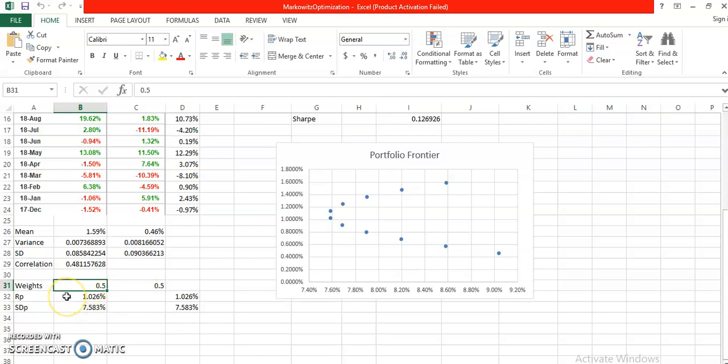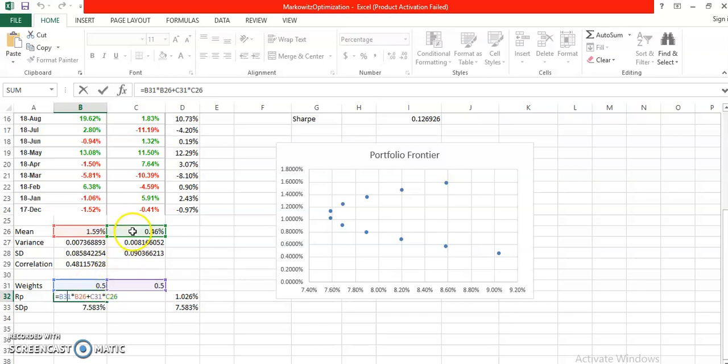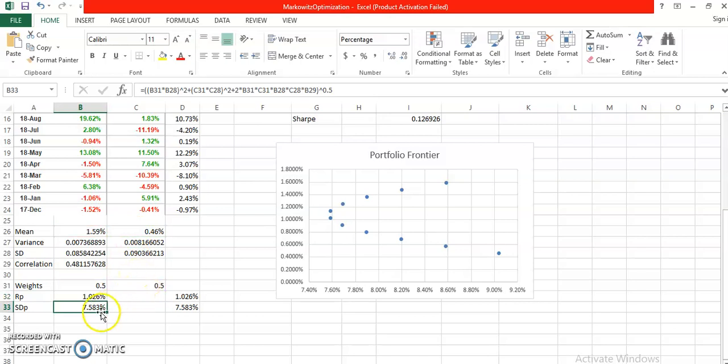So we calculate the return of the portfolio by taking these returns. The formula is such that it takes the first return, this one, and multiplies it by the weight of Apple, and then adds it with the return of Facebook multiplied by the weight of this one, and we get the return of the portfolio.